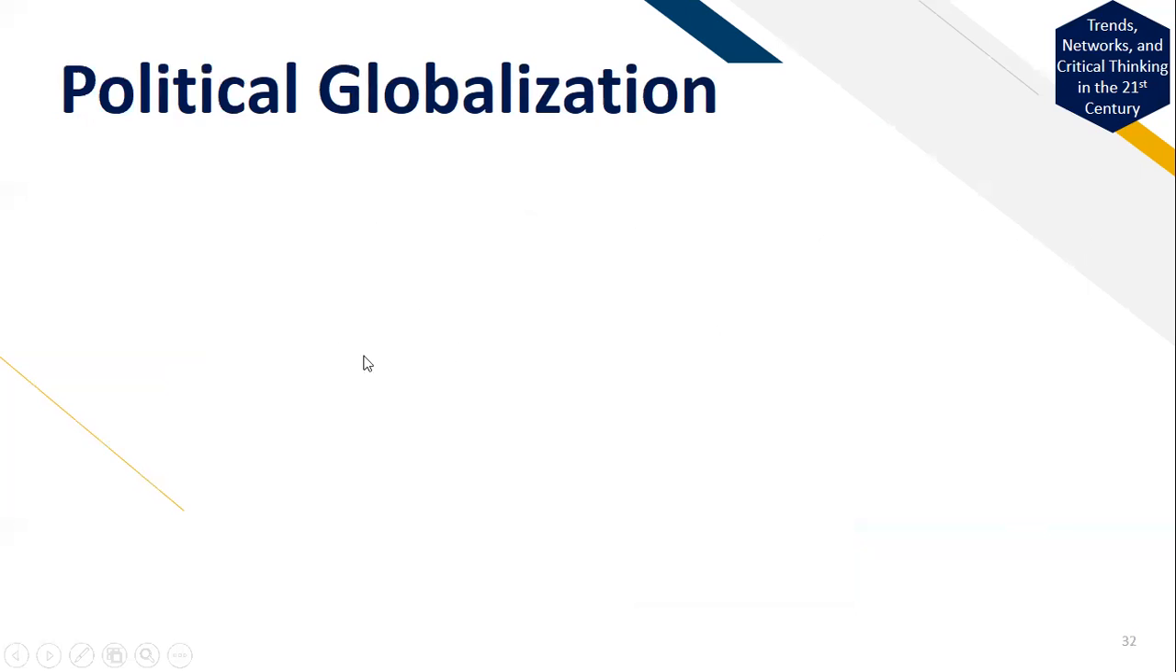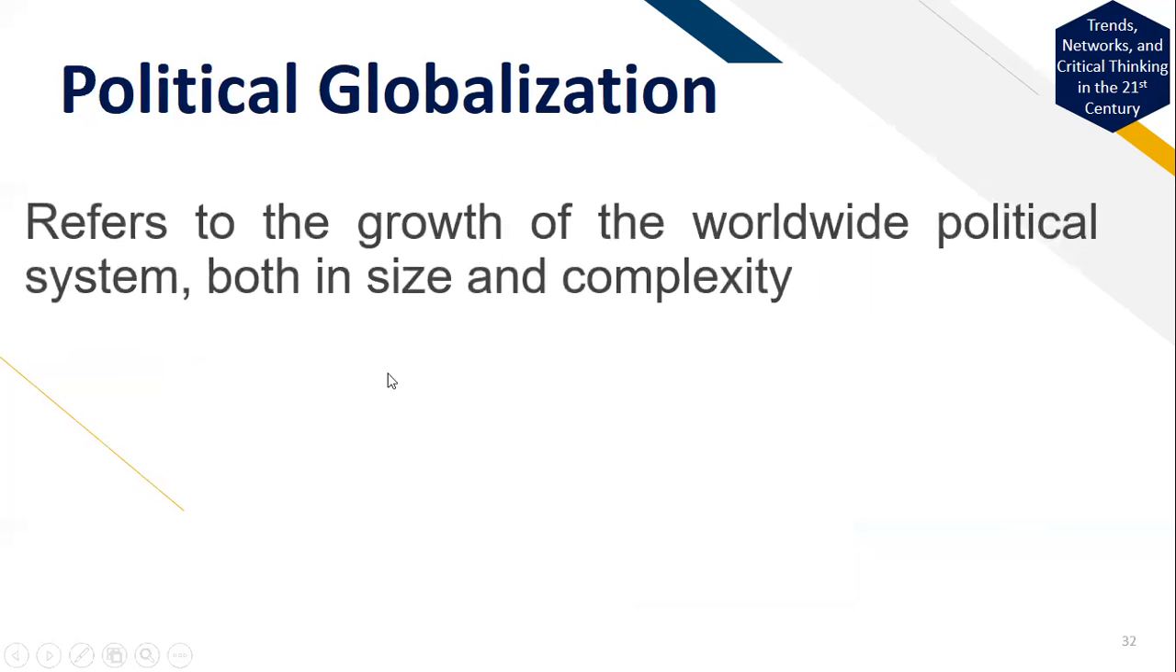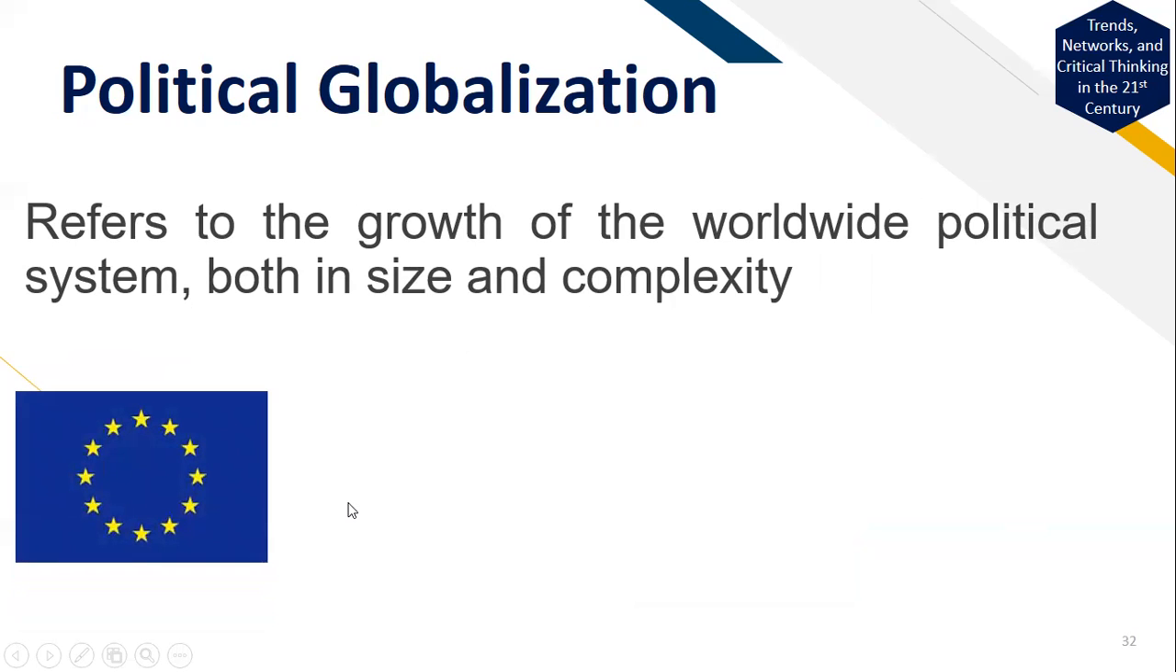Okay? And next is of course political globalization. When we say political globalization, this refers to the growth of the worldwide political system both in size and complexity. An example of that is the European Union, the political body of the countries in Europe. Next example, in terms of Southeast Asia, our counterpart is ASEAN, the Association of Southeast Asian Nations.